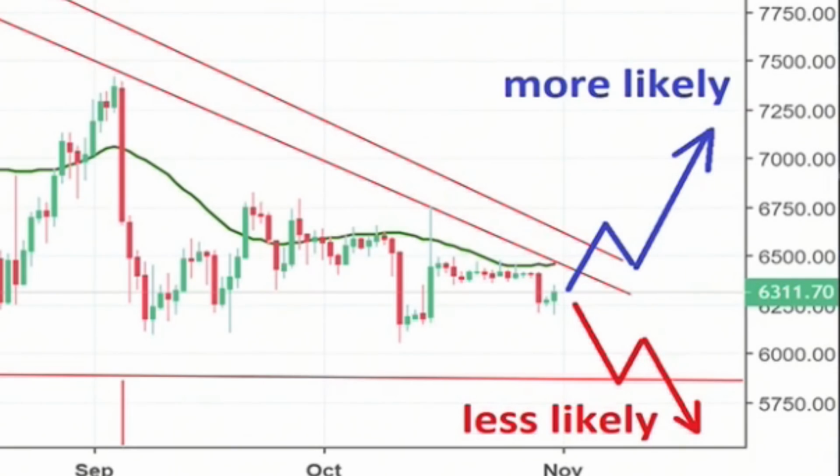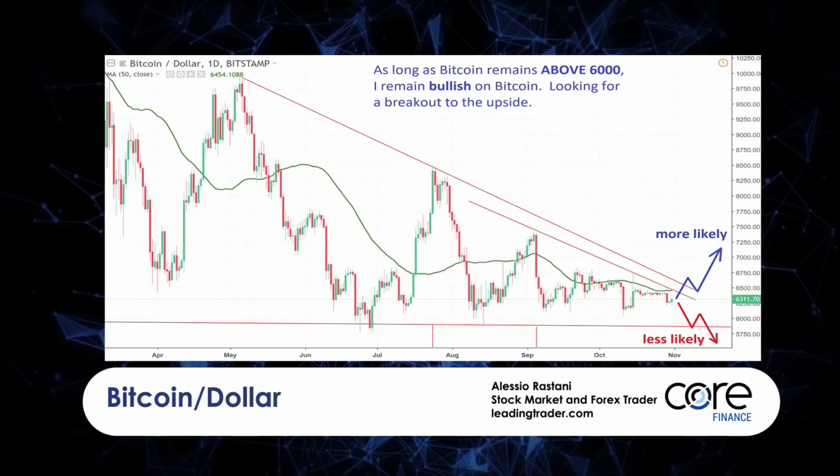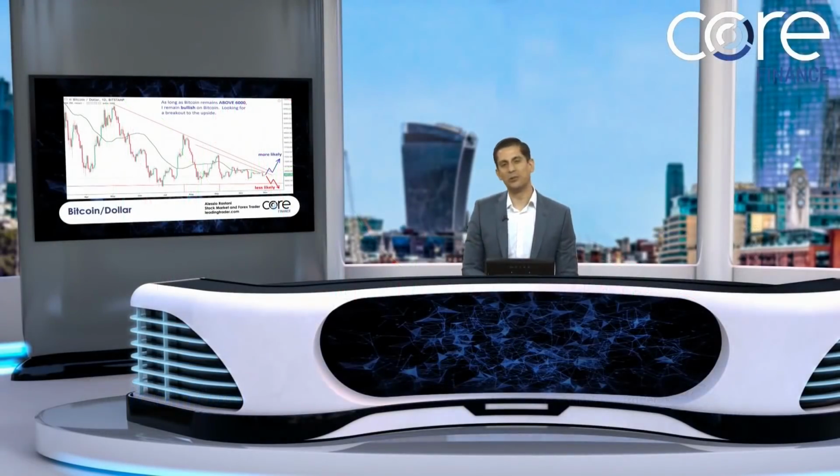But look, bottom line is this. There it is. That's my projection on Bitcoin. I'm expecting Bitcoin eventually to break higher. But the good news is this. Even if it were to break to the downside, at least we have some ideas of where the risk is as well.